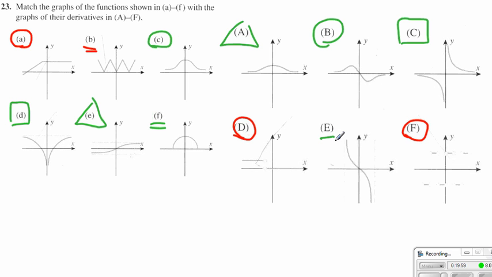For E, let's see if it makes sense or not. On the left side, the slope seems to be positive infinity. On the right side, the slope is negative infinity. The slope in the middle is equal to 0, and that makes sense for choice E. All right, great. So let us move on to the next question.